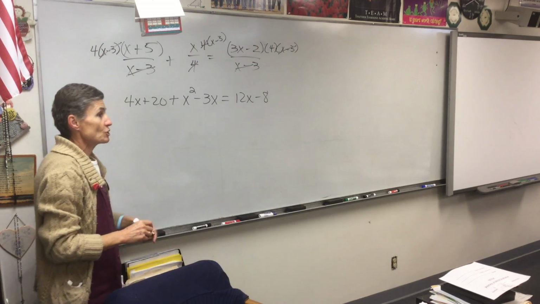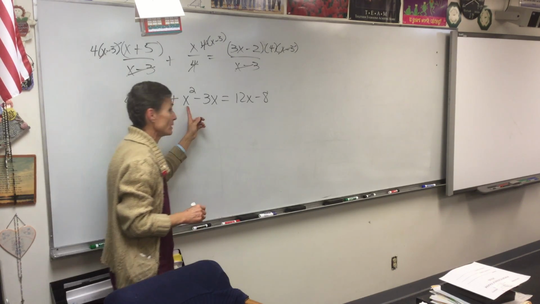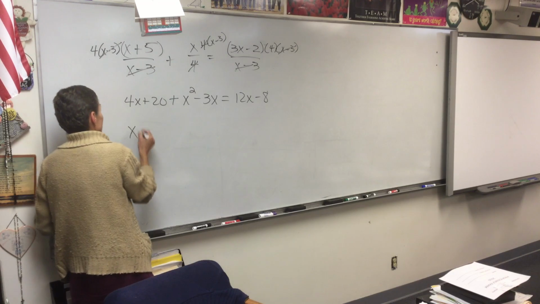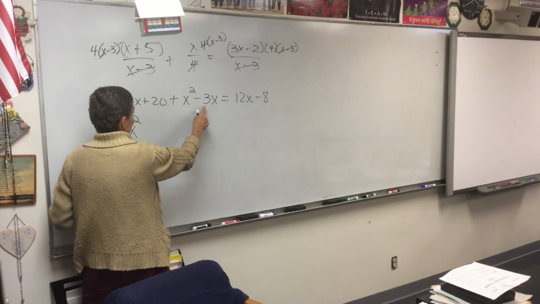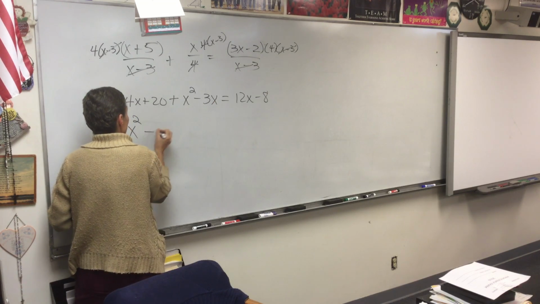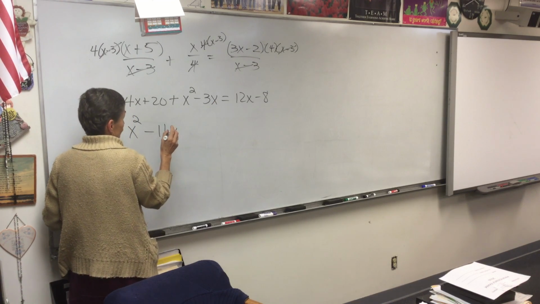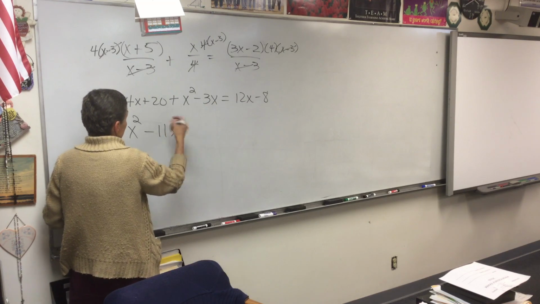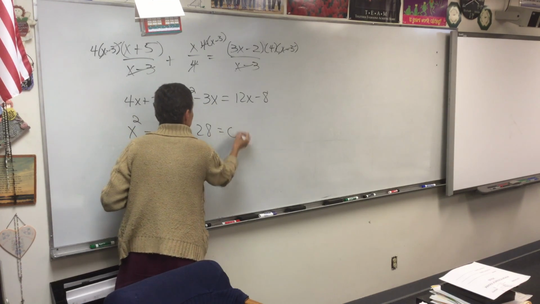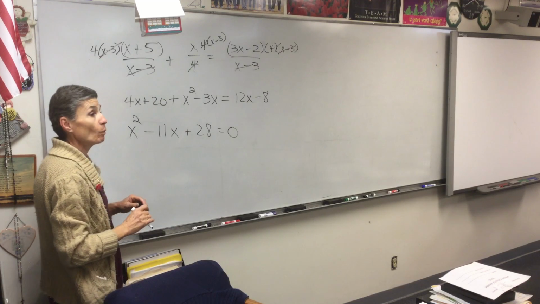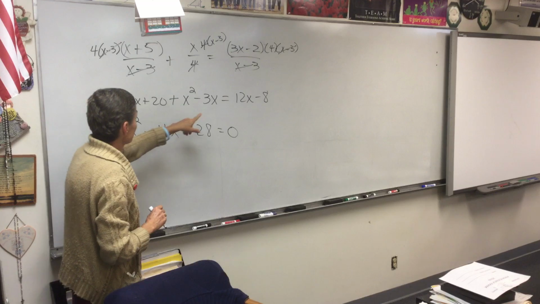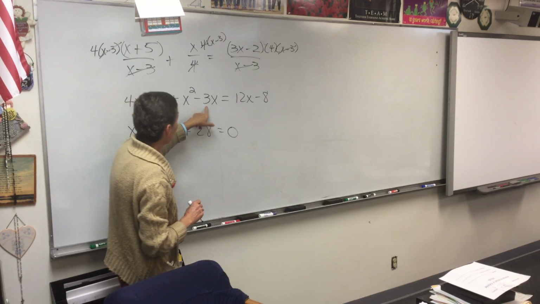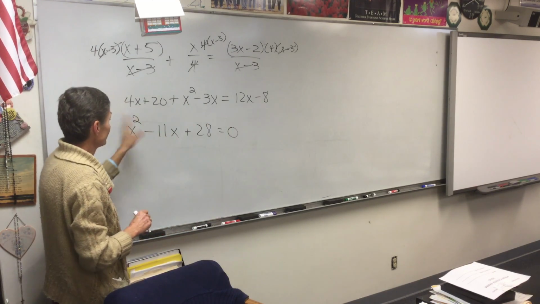Now, what kind of an equation is that? Look at it carefully. What kind of an equation is that? It's a quadratic. So let's get it cleaned up. Over here we have a 1x, so minus 11x, and plus 28. How did I get what? Hurry up. So that's 1x, and I bring the 12 over, it's negative 11.